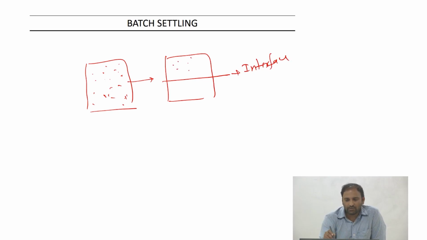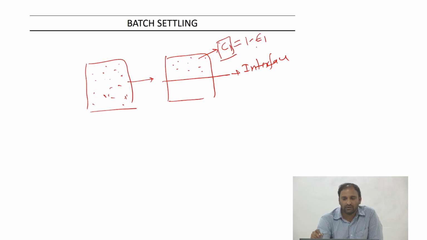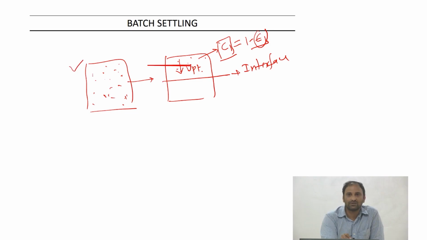Now you have particles of some concentration here, say C1, which is going to be 1 minus epsilon 1. I am defining concentration in terms of epsilon, the liquid fraction, so 1 minus epsilon 1 gives you the solid fraction, which I denote as C1. Say the particle settling velocity here is UP1. So you have started with a dispersion of some concentration.